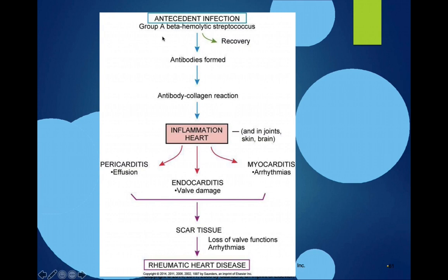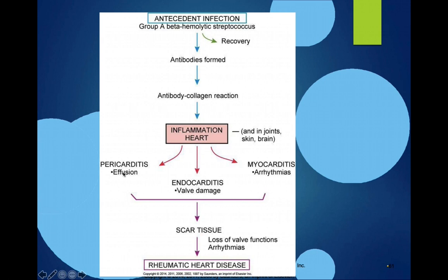So let's look at what ends up happening here with rheumatic fever. It's created by this group A beta hemolytic strep. Hopefully you can recover from it. But if not, you get antibodies that are formed, and you get this antibody-collagen reaction. So you start to get an inflamed heart, plus the joints, the skin, and the brain. And in relationship to the heart, it can affect the pericardium, the myocardium, and the endocardium.